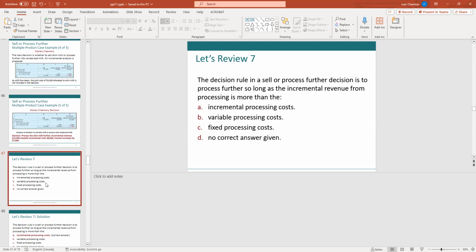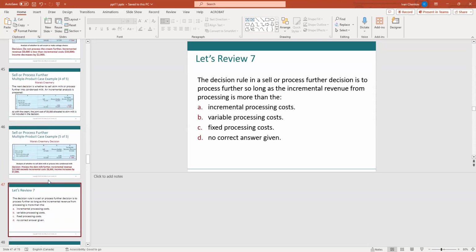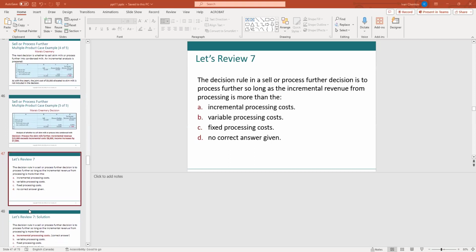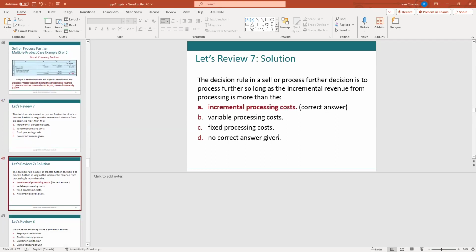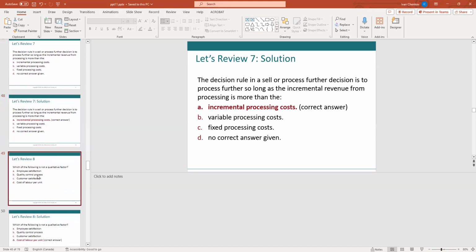So tell me what you think about this question. I'm not sure if we covered this in class. I think we're coming to the point that we didn't cover those things in class. What do you think about this? Any other suggestions? Incremental processing cost. Sorry? Incremental revenue is more than A? A. Looks like the answer is incremental processing cost. Should be A, yes. And you're correct, yes. Incremental processing cost is the one that we have to consider in this. How about the next question?